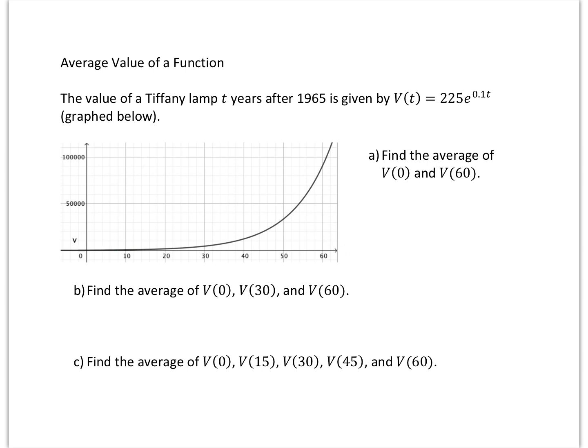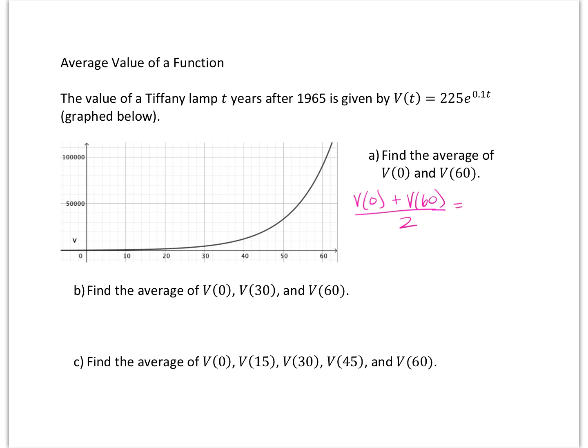So here we have t, and here we have v of t, the value of the lamp. I want to start by finding the average of v of 0 and v of 60. That is the value at time 0, 1965, and the value 60 years later. What's the average between the two? First I need to calculate v of 0 and v of 60. So v of 0 plus v of 60 over 2. That's how you calculate the average of two numbers.